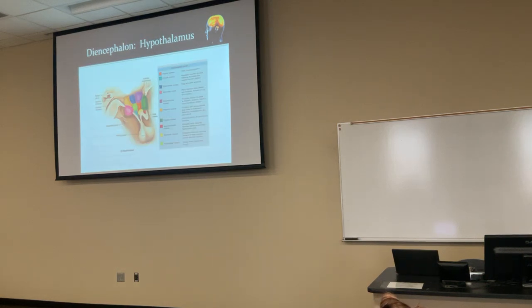Okay, then the hypothalamus is a fairly large area of tissue inferior to the thalamus, and so this shows some of the different nuclei. And in this sense, a nucleus of the hypothalamus refers to a cluster of neurons. So there's a lot of different clusters of neurons in the hypothalamus, and they have a large number of different autonomic functions.